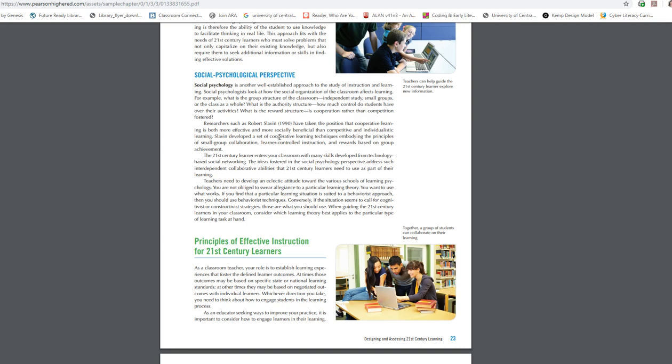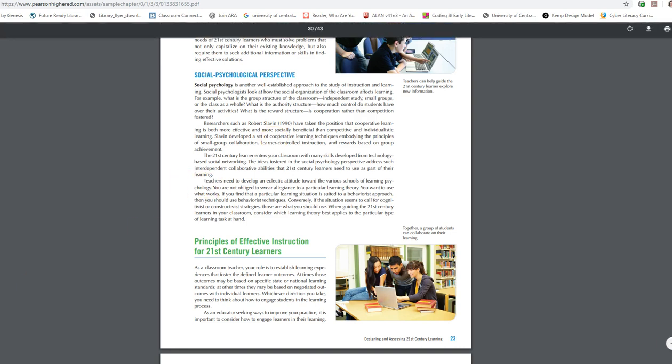And when we are trying to develop 21st century workers, then we need to think in terms of this social psychological perspective, where we are looking at students and how they work in groups. Are they able to form relationships and solve problems dependently with other students, or do they only want to kind of go off into a corner and work by themselves?